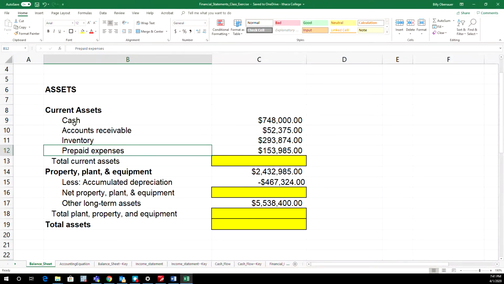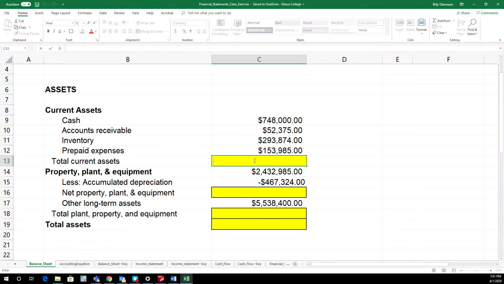We add up these things and we're going to have our total current assets. So I'm going to go into this box and add my cash to accounts receivable, to inventory, to prepaid expenses, and that gives us our total current assets of $1,248,234. Then we have our property, plant, and equipment, which is really like our long-term assets here.